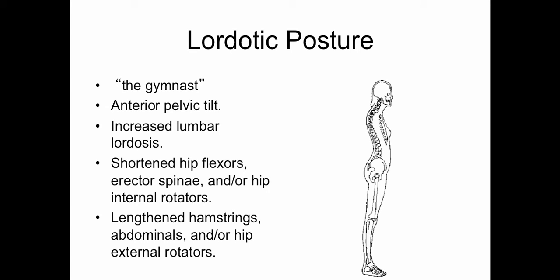The first common faulty posture that we will discuss is the lordotic posture, also called the hyperlordotic posture. This is a common posture of a gymnast. The most identifying feature of this posture is an anteriorly tilted pelvis. This means that the front of the pelvis is lower than the back of the pelvis. This posture is often referred to as lower cross syndrome.